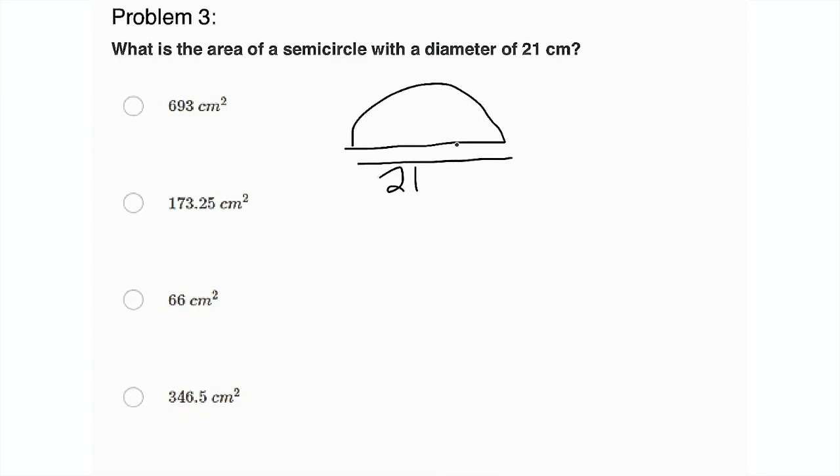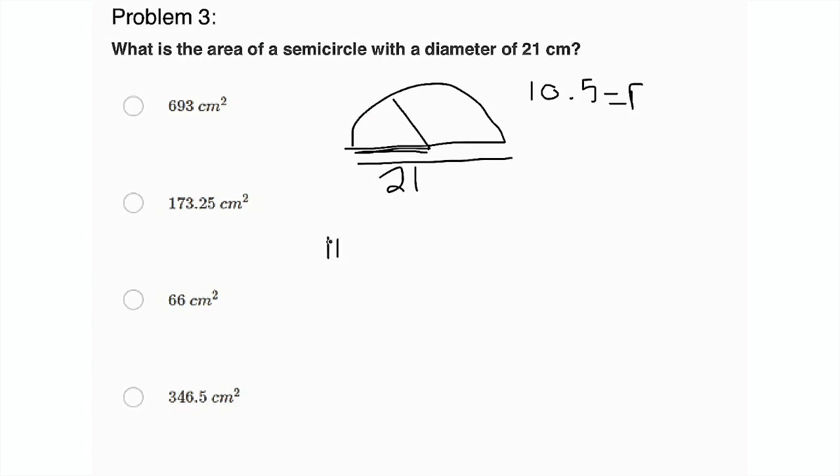Well, to find area of a circle, we don't really need diameter. We need radius, right? The radius is the length from the center out, or in this case, half the diameter. So 21 divided by 2 would be 10.5 centimeters. So that is a very useful number for us. That is our radius, right? So that equals r. Okay, well, the formula for area of a circle is pi r squared.